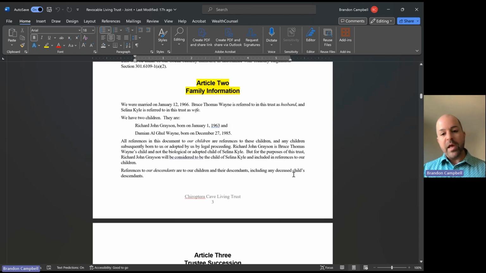Article 2 will have the same family information mirrored from your will. So make sure that names are correct, make sure the dates are correct. And again, there may be references in here in terms of a blended family that certain children are only the biological or adopted children of one of us. But for purposes of creating the legal relationship for inheritance, we're going to be identifying them as the children of both of us. This language, if it is in your trust, it doesn't identify that you're adopting the person. It doesn't extend any legal rights or obligations beyond simply saying, I'm creating the relationship for purposes of inheritance.